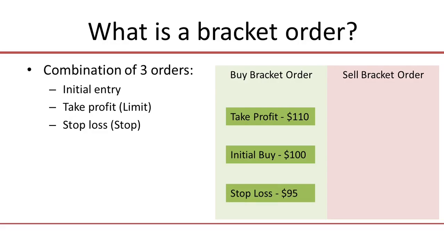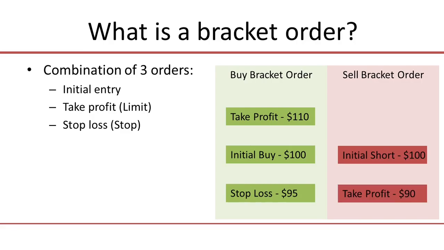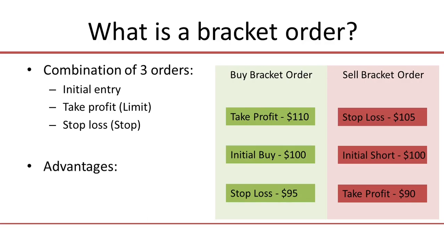Let's take an example of a sell bracket order. So we place an initial short order at $100. Then we place a take profit order at $90 and a stop loss order at $105. What are the advantages of a bracket order? It helps to lock in the profits and also to limit your losses. So this is a very good risk management tool used by traders.